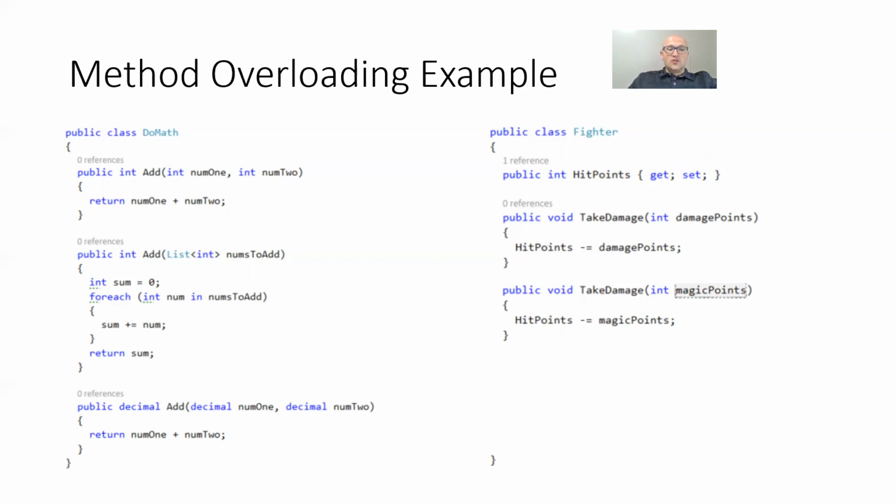What I can't do is have the same name and same count and type of parameters, but different parameter names. In other words, I couldn't have another overloaded method called public int add int 1 and int 2, right? Because C# doesn't care about our parameter names, or the compiler doesn't care about our parameter names. It cares about the count and the type.